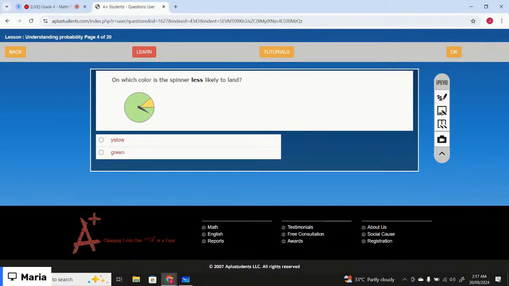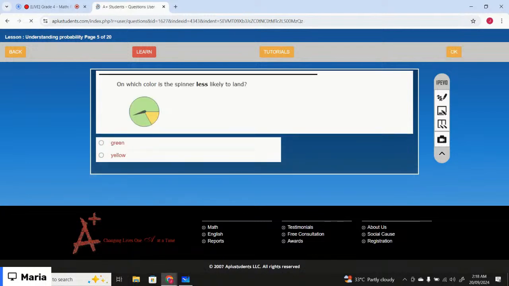On which color is the spinner less likely to land? Which is the correct option? Yes, that is yellow. It will be less likely to land on yellow.